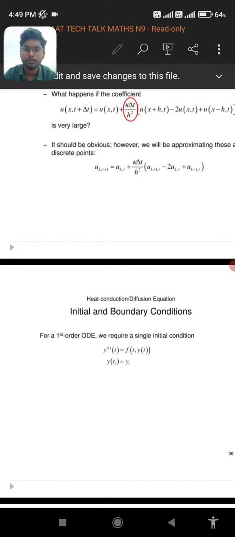Initial and boundary conditions. For a first order ODE, we require a single initial condition: y'(t) = f(t, y(t)), y(t1) = y1.